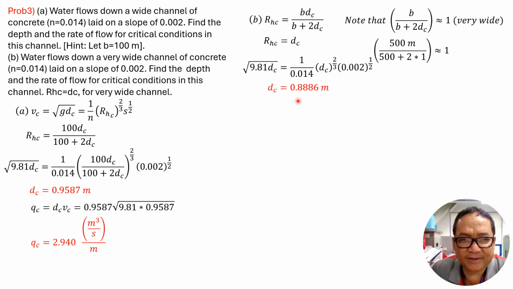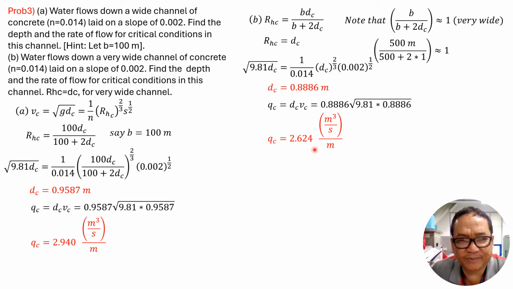So the critical discharge therefore is 0.8886 times square root of 9.81 times 0.8886. So the critical flow is equal to 2.624 cubic meters per second per meter. Again, these answers will be close if you make B higher than 100 meters.